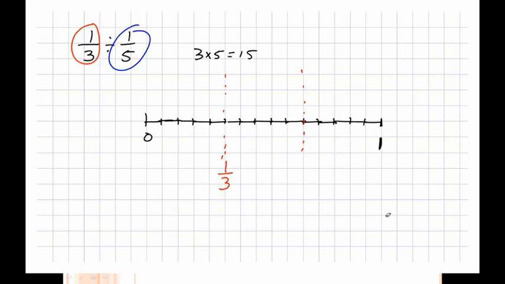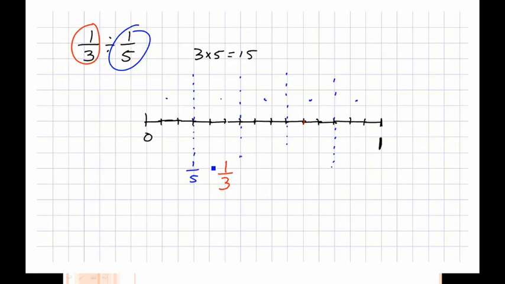If I wanted to take that number line and break it up into fifths, I want to break it up into 5 equal pieces. It's going to look something like this. 1, 2, 3, 4. Okay, and that's my 5th section. So I have 1, 2, 3, 4, 5 sections. So this is 1/5.